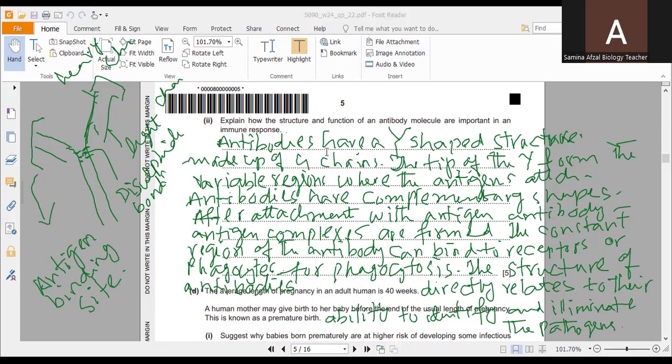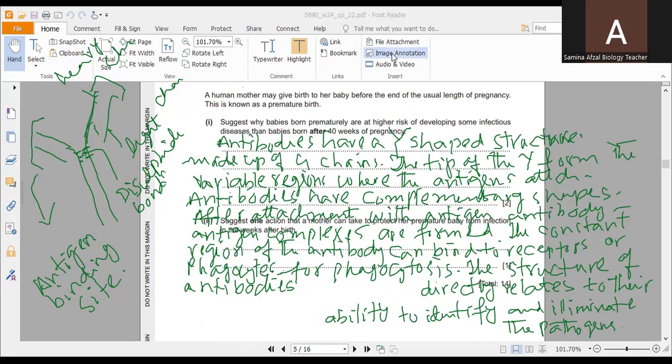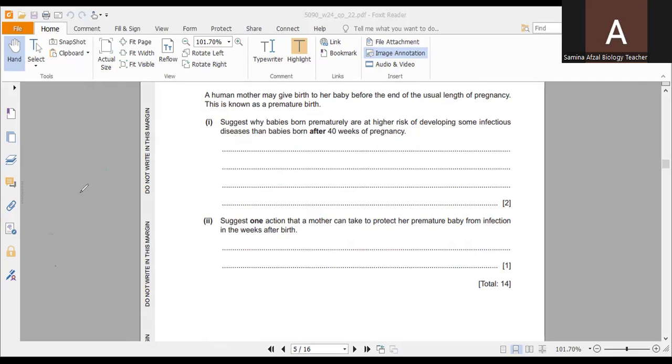Now we are moving towards the next question. A human mother may give birth to her baby before the end of the usual length of pregnancy. This is known as premature birth. So, premature birth suggests why babies born prematurely are at high risk of developing some infectious diseases than babies born after 40 weeks of pregnancy.